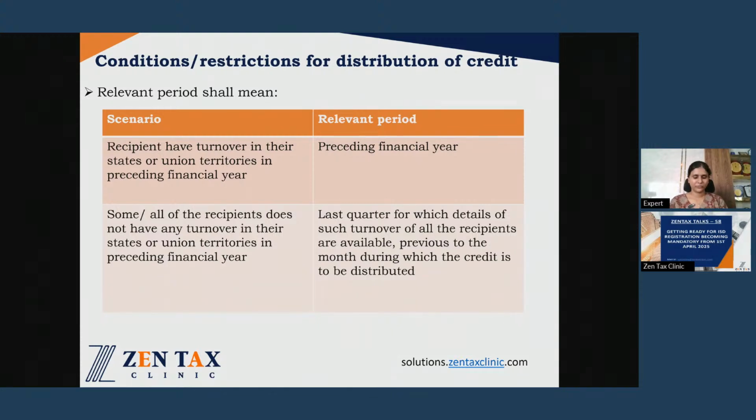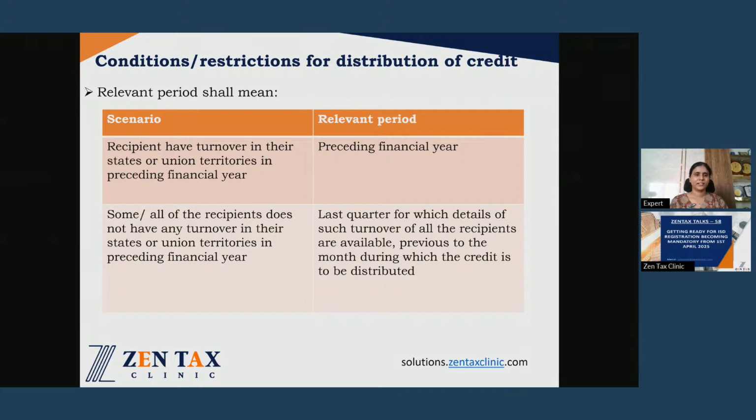Now, as we know, we need to consider the turnover for calculating the ratio. For the turnover, what is the relevant period, that is, which year's turnover should we consider? We have this doubt as to which year's turnover should be considered for determining the ITC. So it is also provided in the rule. They have provided that the relevant period should be considered. We will see what the relevant period is in two different scenarios.